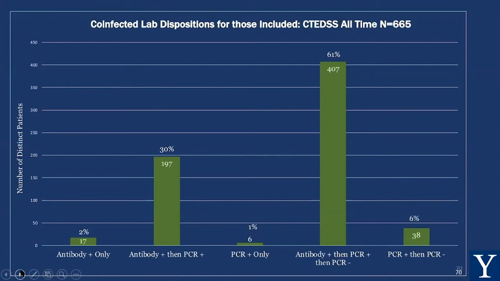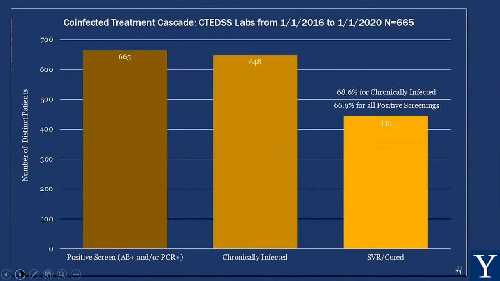So again, of these 665 who look like they're eligible for treatment, and the majority of whom we are convinced are chronically infected, 648, the SVR cure rate based on surveillance data alone is 445, or 68.6% of the chronically infected, and 66.9% of all the positive screenings. So that number is actually much more robust in terms of estimating who we think have actually been cured in the state, and is edging up much closer to that 80% microelimination target that the WHO has set.